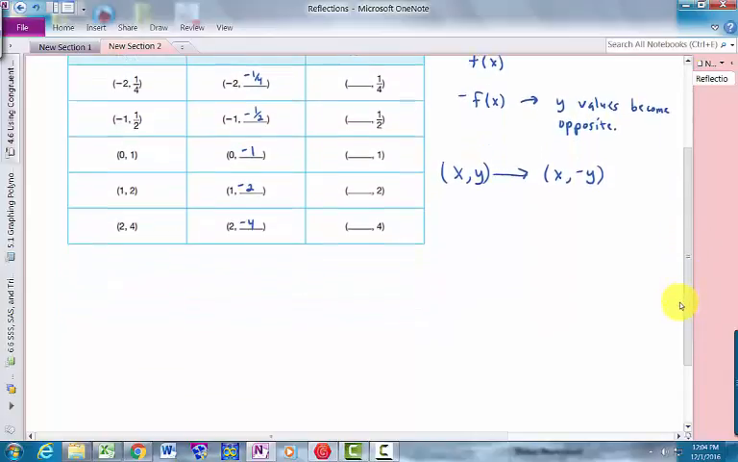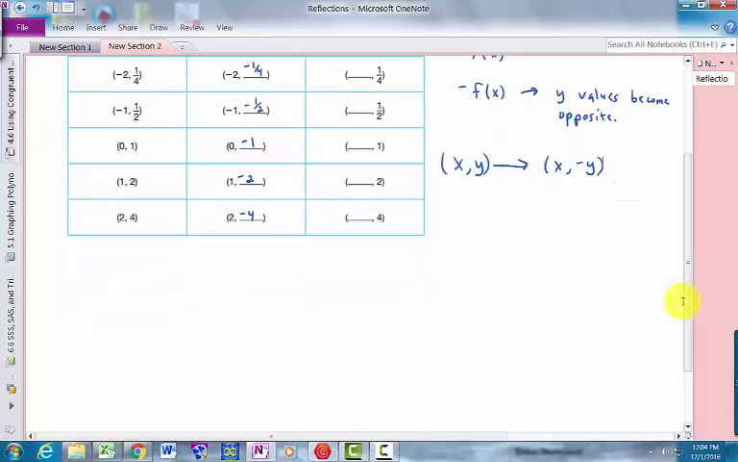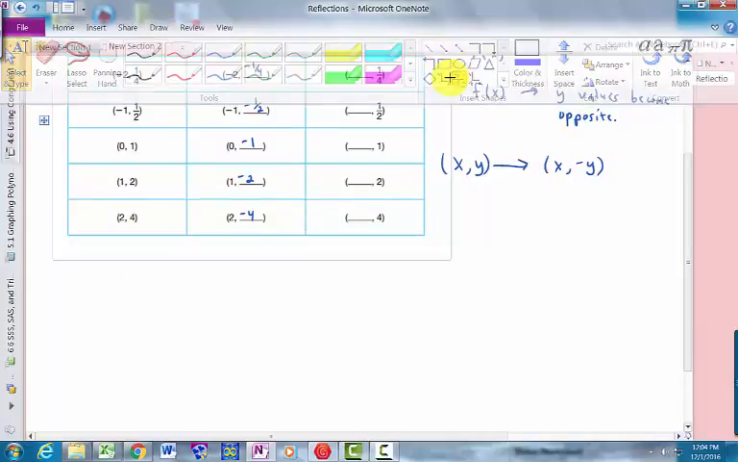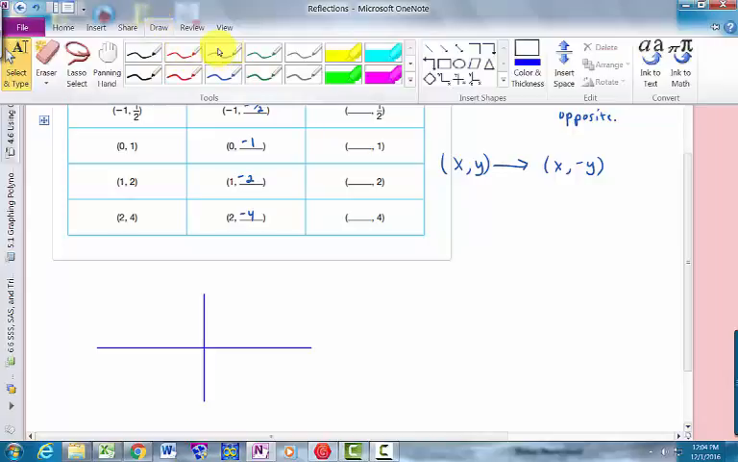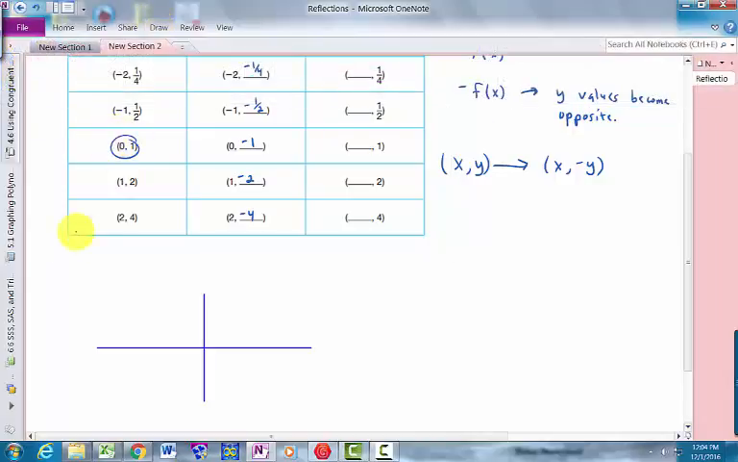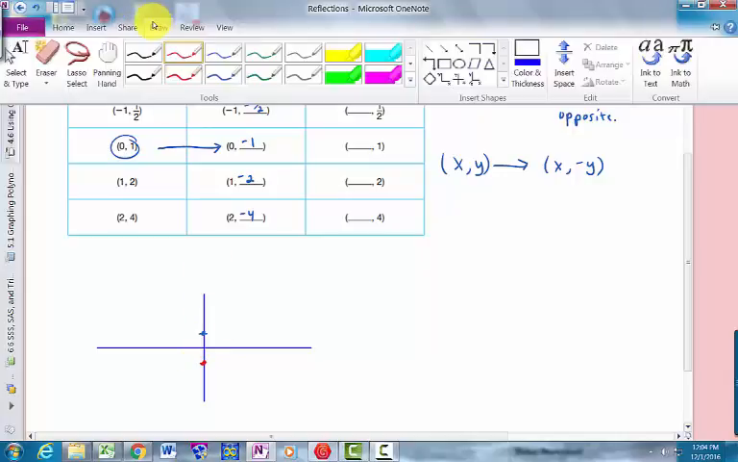Okay, now, what does this mean graphically? Well, let's just take one random point here. Let's just start with 0, 1, because I think that's easier to do than some of these fractions. So I'm going to start with 0, 1. That was from your original f of x. So then what happens to it? Well, in this case, that became 0, -1. So we'll do the new one in red.